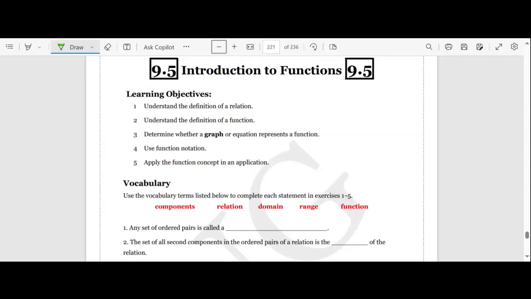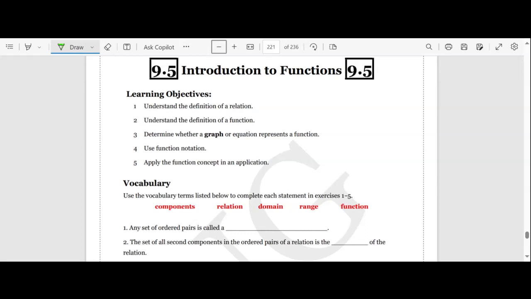9.5 Introduction to Functions. Learning Objectives. 1. Understanding the definition of a relation. 2. Understand the definition of a function. 3. Determine whether a graph or equation represents a function. 4. Use function notation. 5. Apply the function concept in an application.